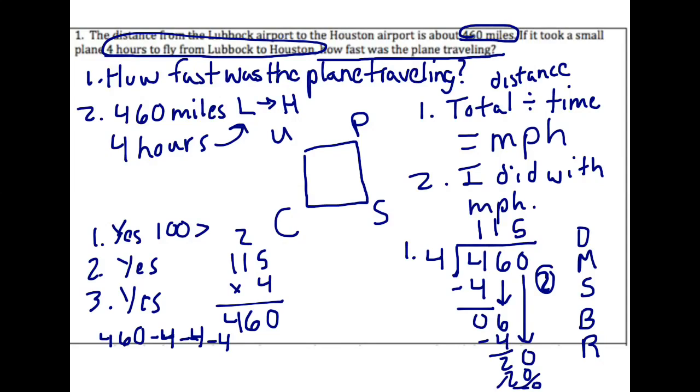The other thing I could have done if I had answer choices, like I did up here, I could have taken, let's say, 115 miles per hour and multiply it by 4 hours, and I've got 460, which was my total distance. So I answered all 3 questions in check. I'm going to put my answer in the middle, 115 miles per hour. And that's my first answer.